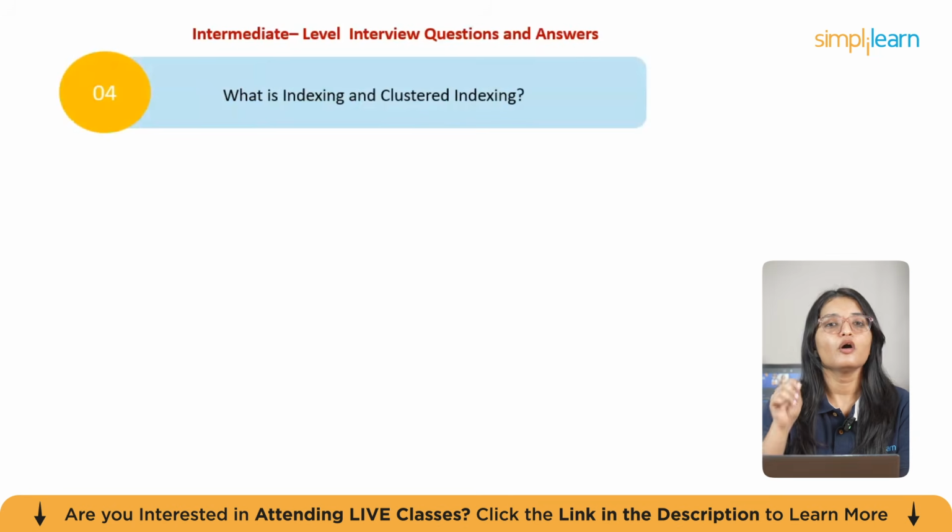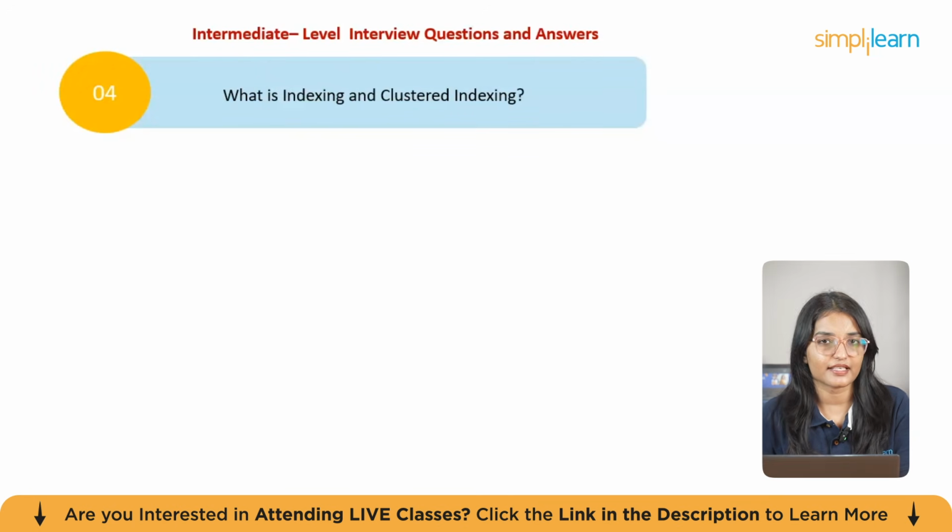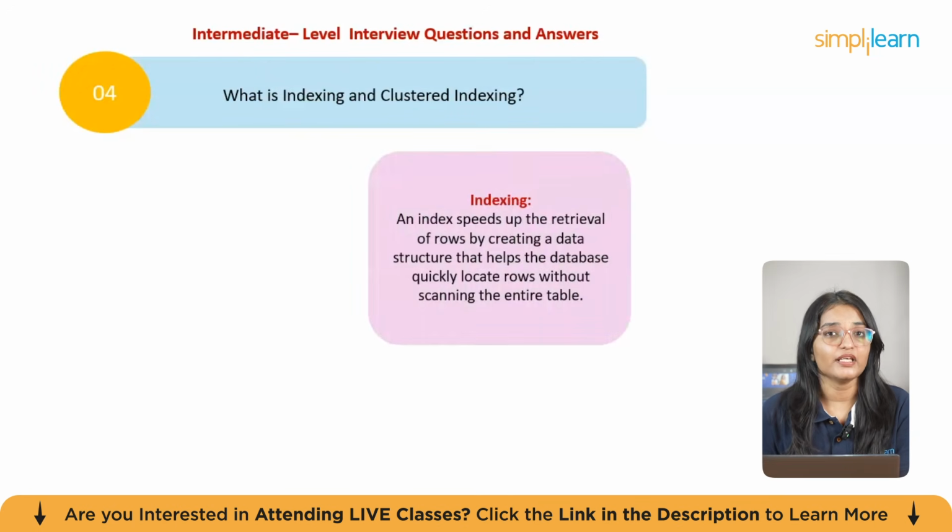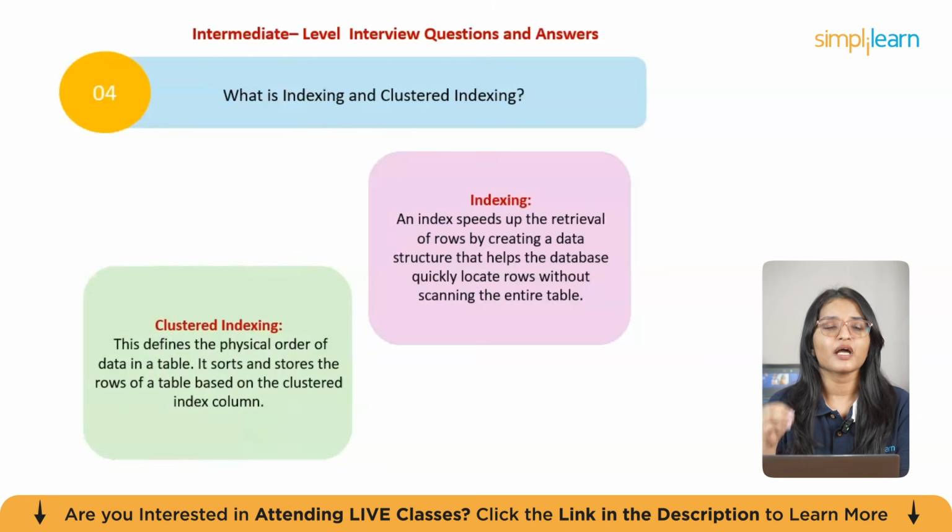Our next question is, what is indexing and clustered indexing? Talking about indexing, an index speeds up the retrieval of rows by creating a data structure that helps the database quickly locate rows without scanning the entire table. Think of it like an index in a book. Next, we've got clustered indexing. This defines the physical order of data in a table. It sorts and stores the rows of a table based on the clustered index column. A table can have only one clustered index because the rows can only be sorted in one way.